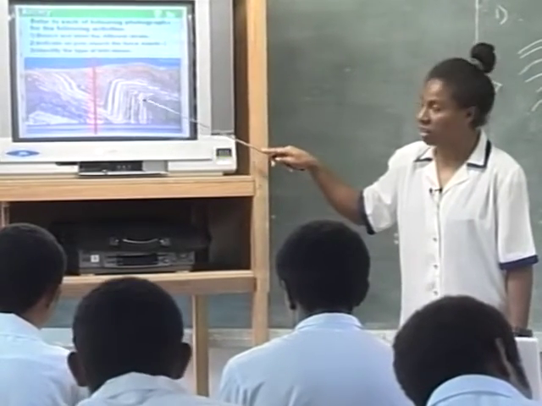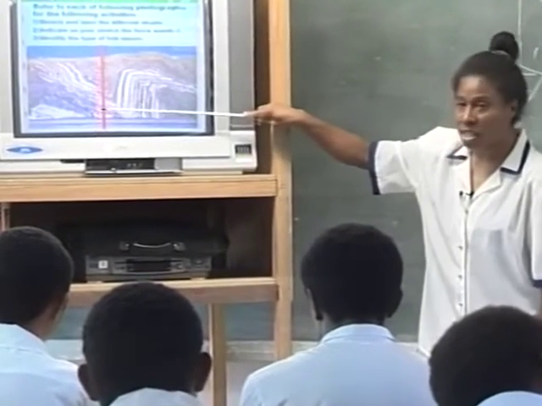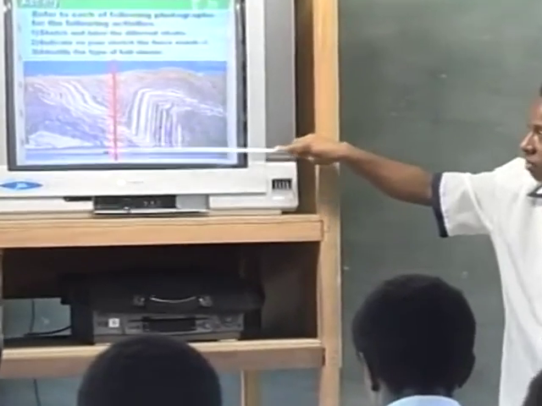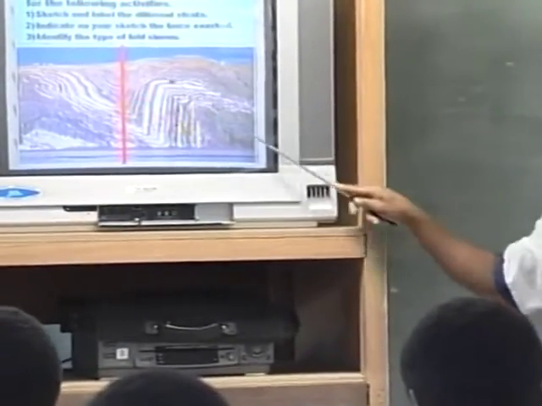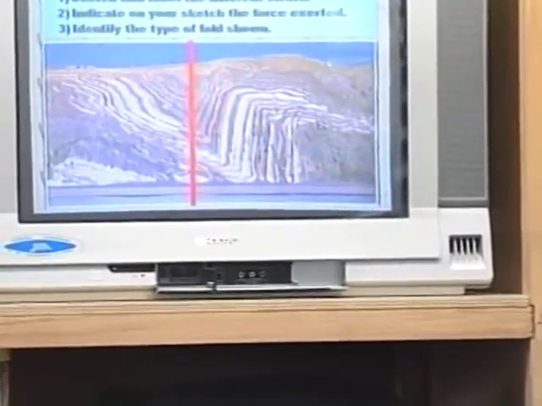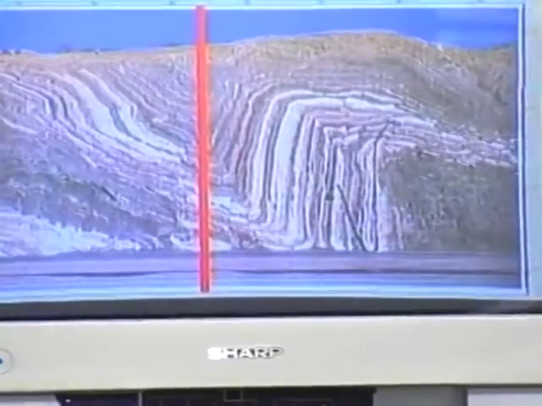This is a road cutting, the side of a road, on which those features are actually visible. They can be seen because developments have taken place here. The side of the road has been cut, making those features very visible. Okay, so your diagram, your sketch, would look something like this.